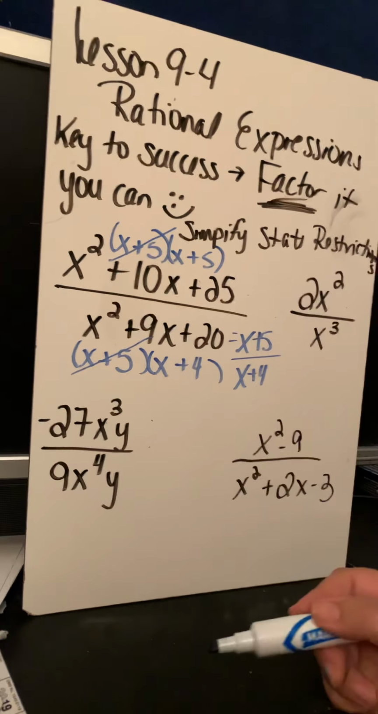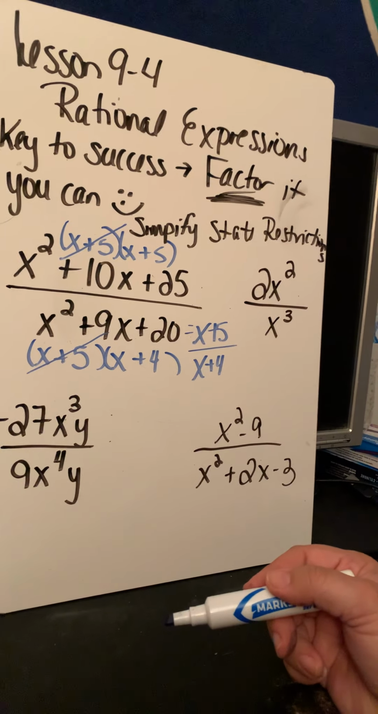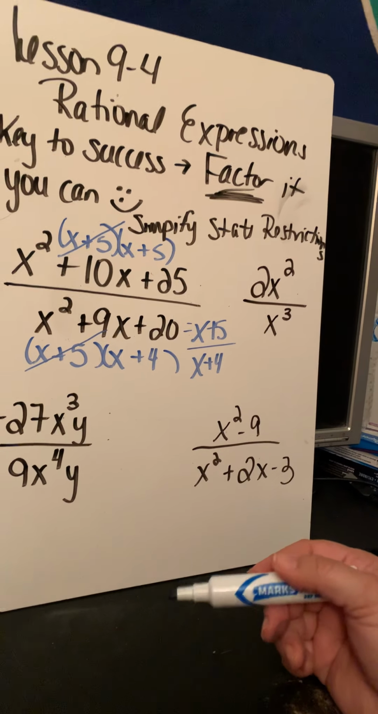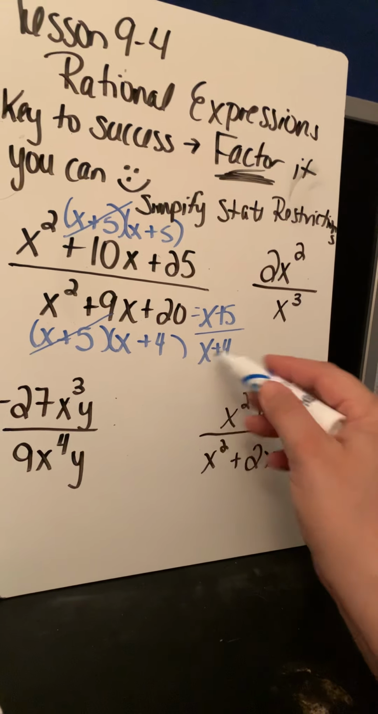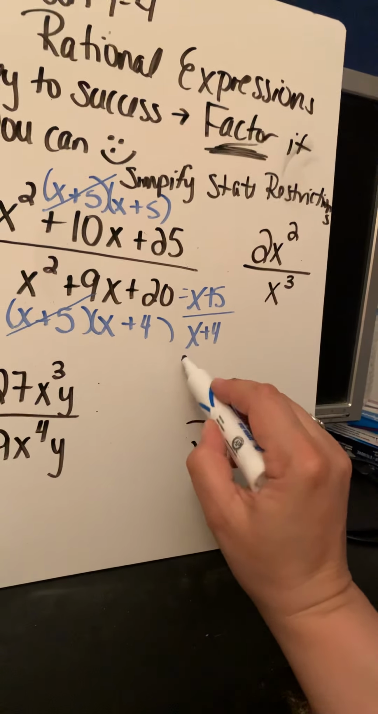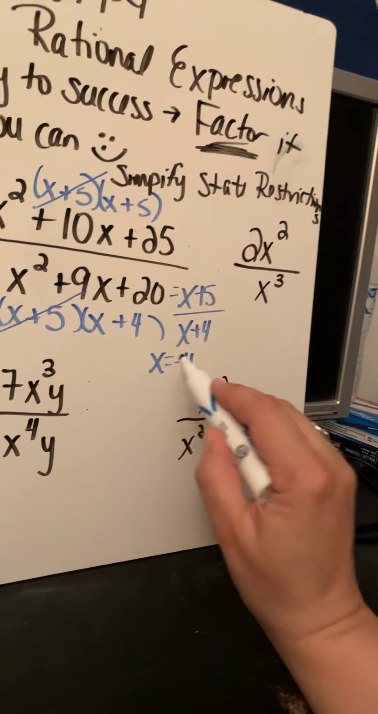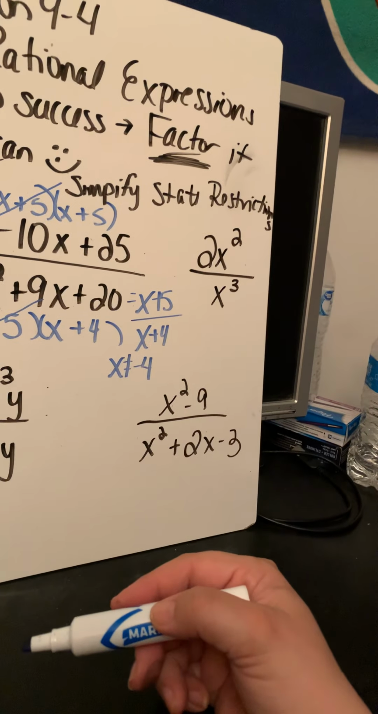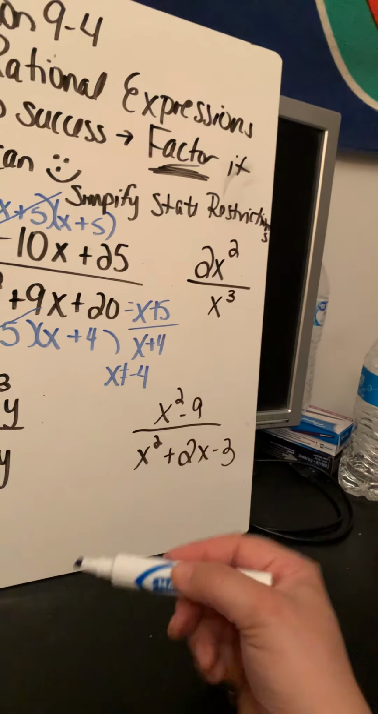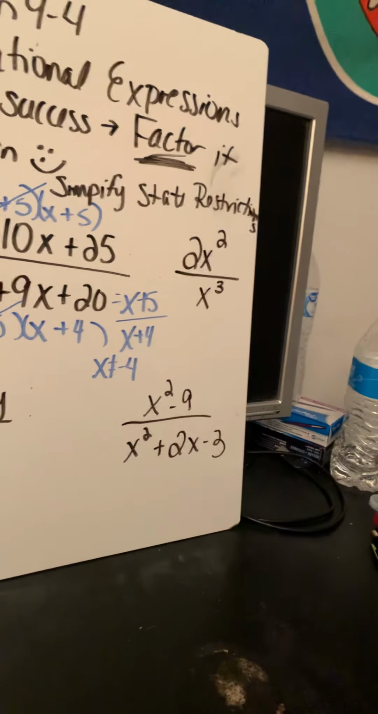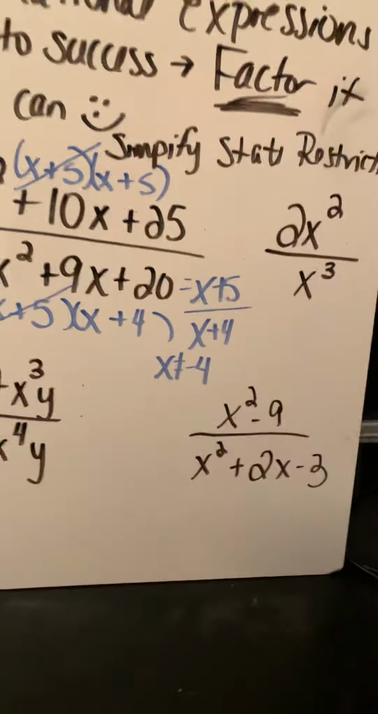Now they wanted me to state any restrictions. Thou shalt not divide by 0. That's always going to be what happens if you have a restriction. So for that whole denominator not to equal 0, my x cannot equal negative 4. Why? If I were to plug negative 4 in there, that hits 0. Therefore, it can't be negative 4. So that's what it means to simplify and state the restrictions. I've got several other problems here that we'll do examples of.